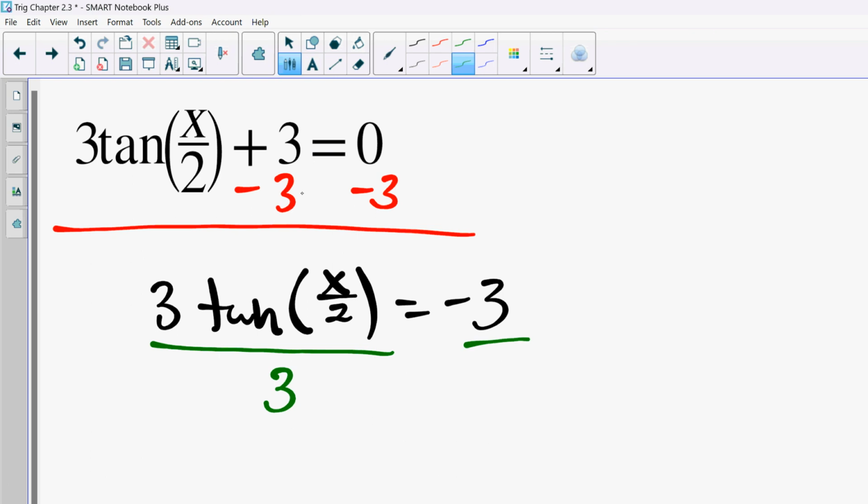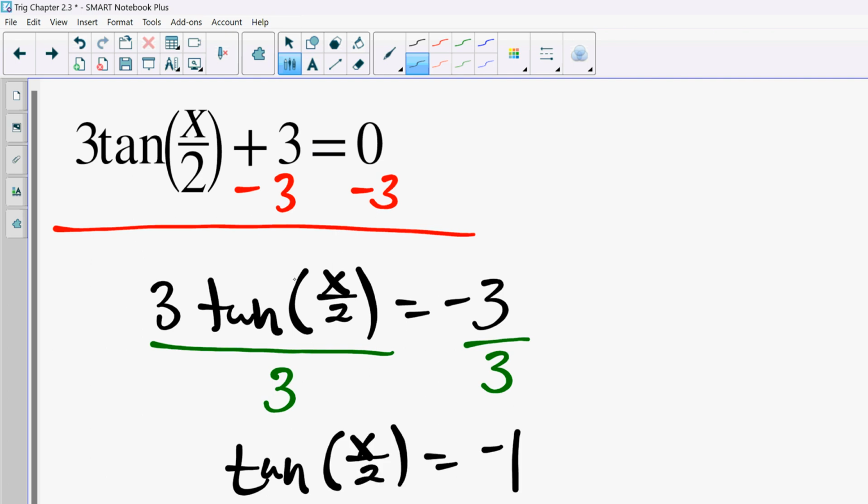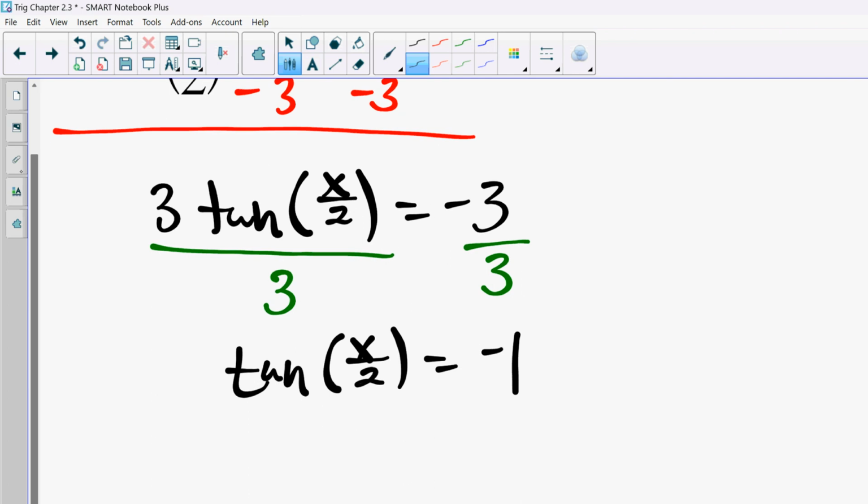The next thing we can do is divide both sides by 3, telling us that tangent of x over 2 is negative 1. So really, again, even though this time we have a half angle, it hasn't changed the process.